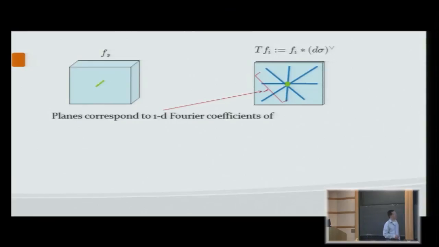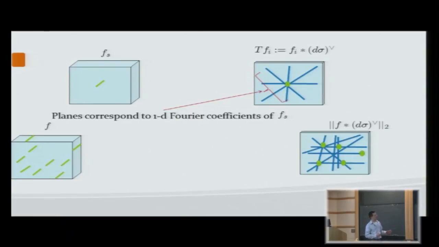So these correspond to the Fourier coefficients of f of s. Now, when I apply this operator to f, where f is this sort of union of lines, I'm going to get some big mess that looks like this, because I'm going to get a plane through every point. So on every vertical slice, I have a line, which is just a point on this face. And if you just look at this face on, I would get a set of planes through each of these points.